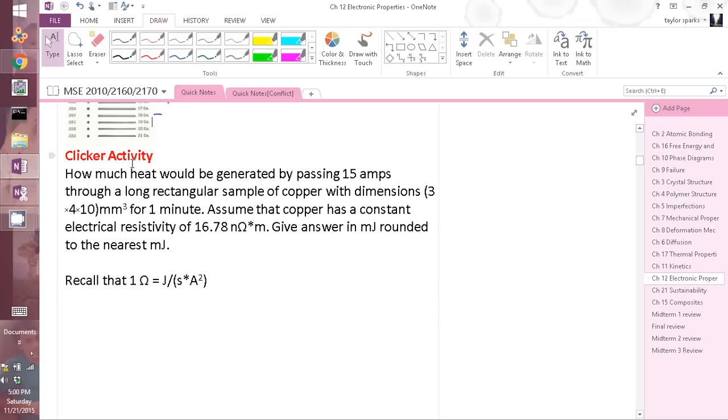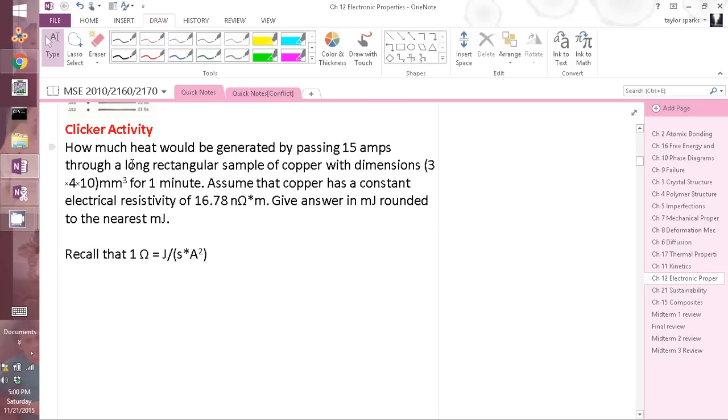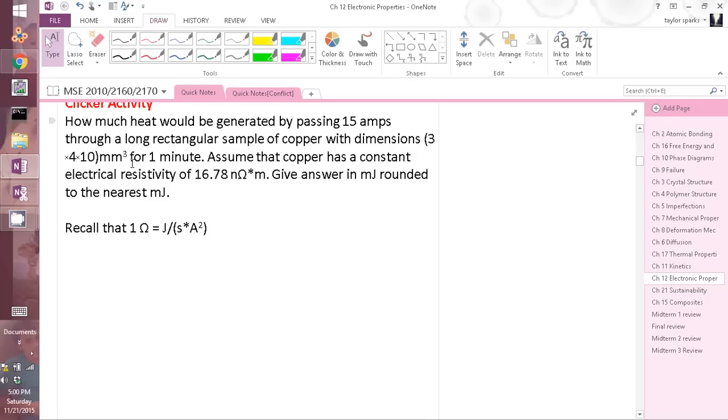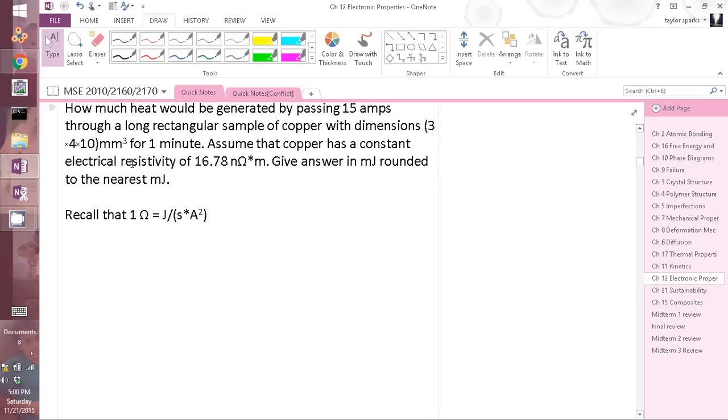So let's do an example of this type of calculation. How much heat would we generate by passing 15 amps if we had a long rectangular sample, and we know the dimensions, and we're going to run it for 1 minute? If we assume that we have a copper sample, and that we know what the electrical resistivity of that copper is, can we calculate how much heat this thing generates? So to do that, we remember our new formula. We say rho equals big R times A divided by L, right?